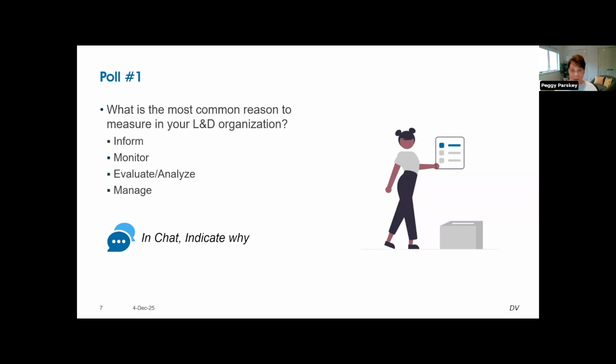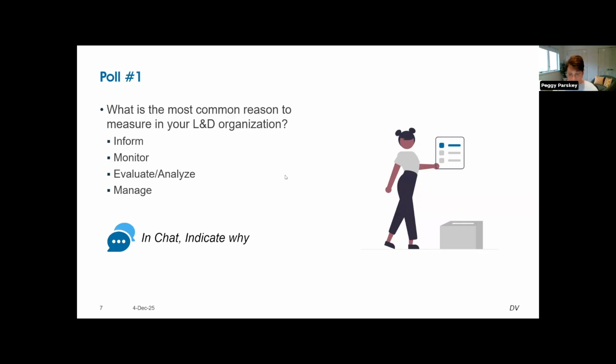Yeah, this is interesting. I always like to see it, but still 56% evaluate and analyze. So not too far off from the message. All right, I'm going to close that and then we're going to keep going. So very interesting and thank you for that. And keep putting your comments in as we go because we're going to be watching the chat.